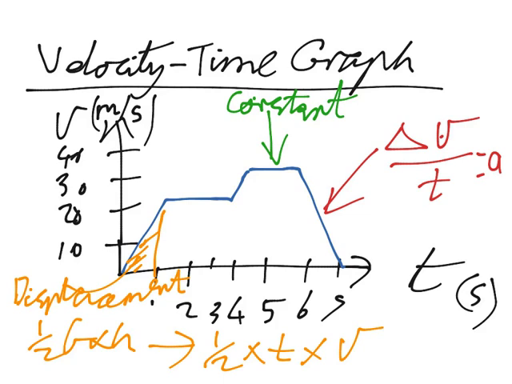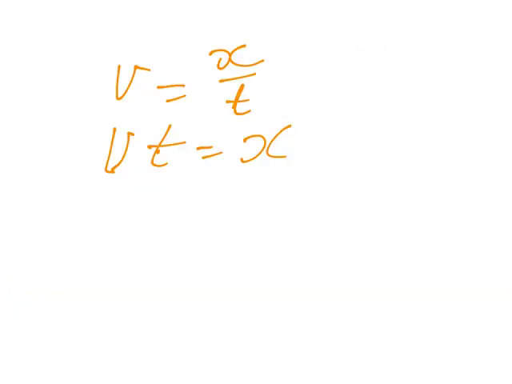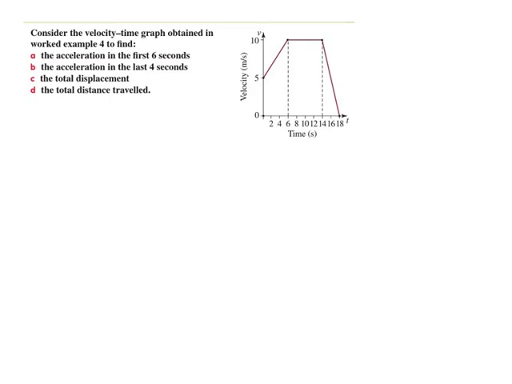Alright, so let's have a look at an example. Okay, so here's an example we've got. It says, consider the velocity time graph obtained in example 4 to find the following things. What example 4 was saying is of no consequence. It's the graph that we've got here that we are interested in. So part A is the acceleration in the first 6 seconds. So in the first 6 seconds, it looks at that bit there.